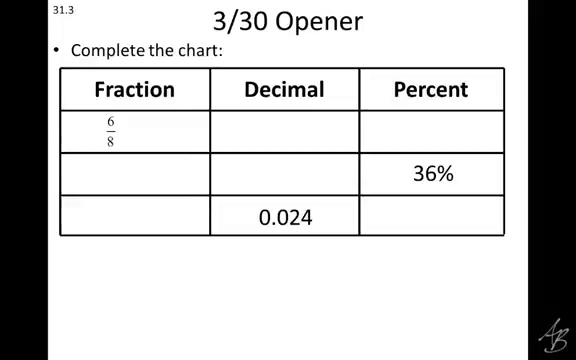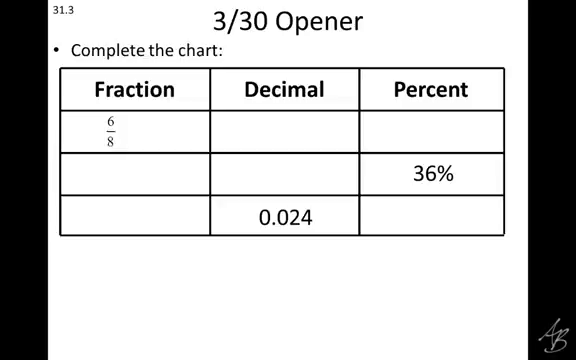The first part of the opener, we have a chart that has fractions, decimals, percents. We're given one number in each row, and we want to convert it to the other ones. So let's start with this fraction, 6 over 8. If I want to convert this fraction into a decimal, what do I need to do?